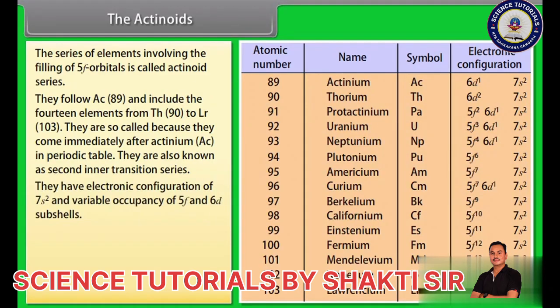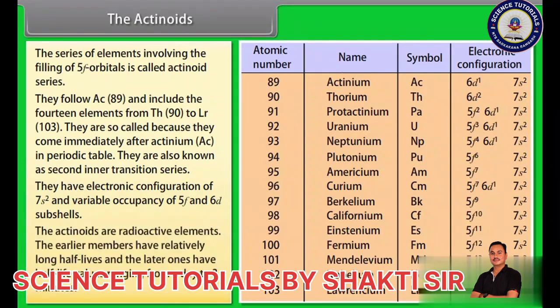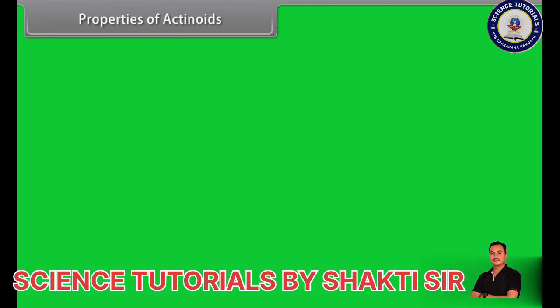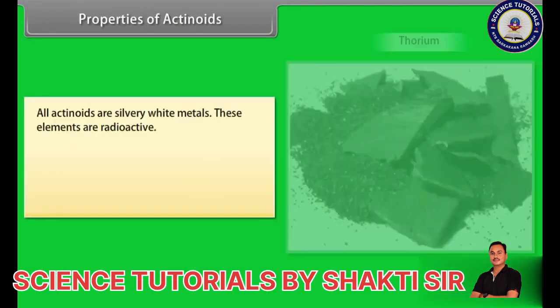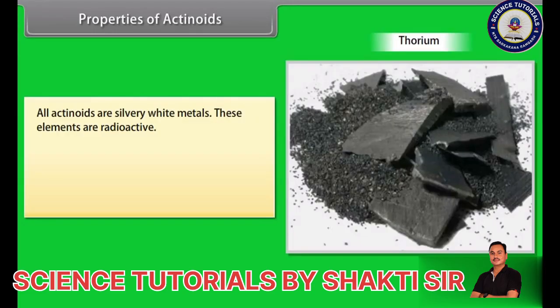They have an electronic configuration of 7s2 and variable occupancy of 5f and 6d subshells. The actinoids are radioactive elements. The earlier members have relatively long half-lives, and the latter ones have half-life values ranging from 1 day to 3 minutes. Properties of actinoids. All actinoids are silvery white metals.